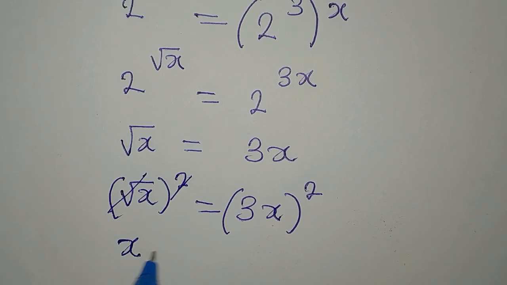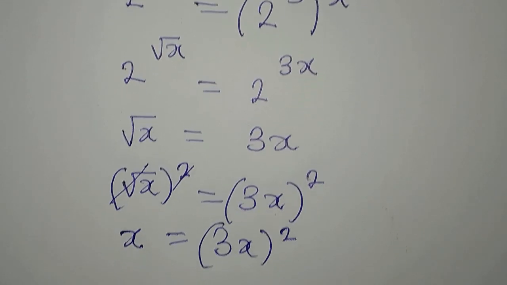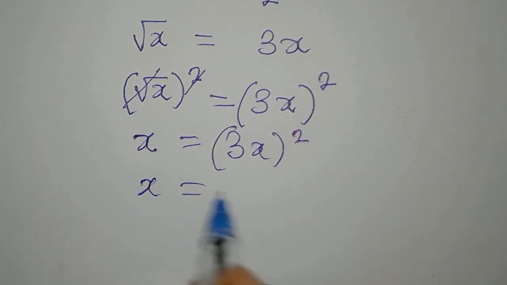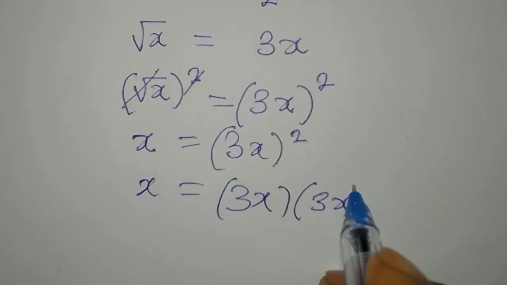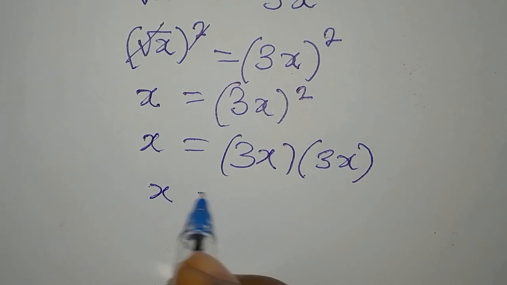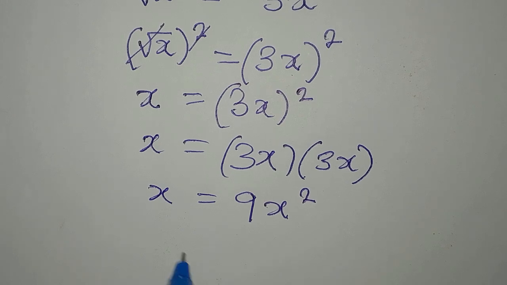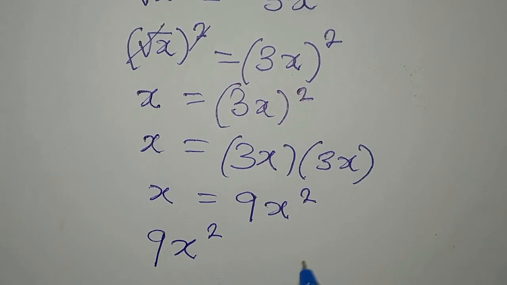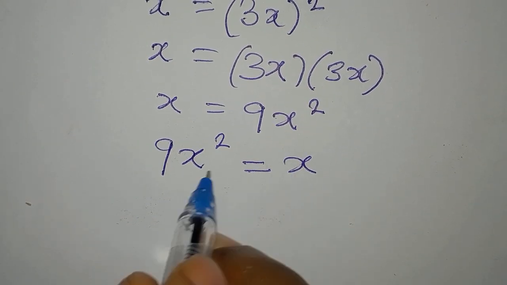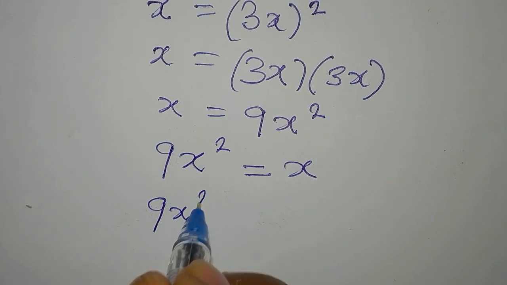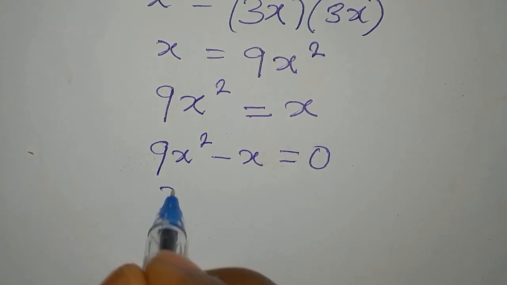X will now be equal to 3x to the power of 2. And by the way, this means that x is equal to 3x multiplied by 3x. So we have our x to be equal to 9x squared. And this means that 9x squared is equal to x. So that we can bring x to the left, and we have 9x squared minus x that is equal to 0. From here, x is common.